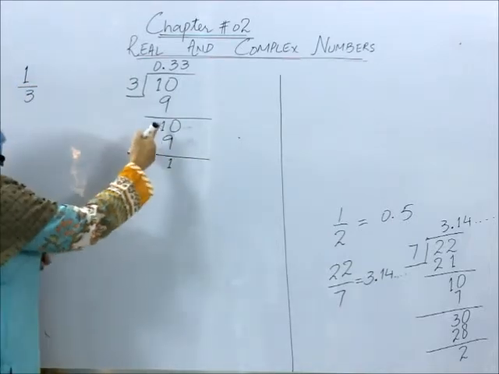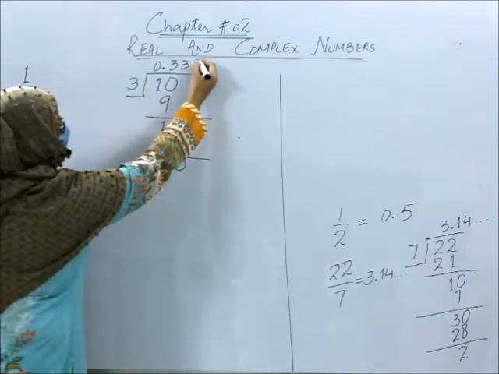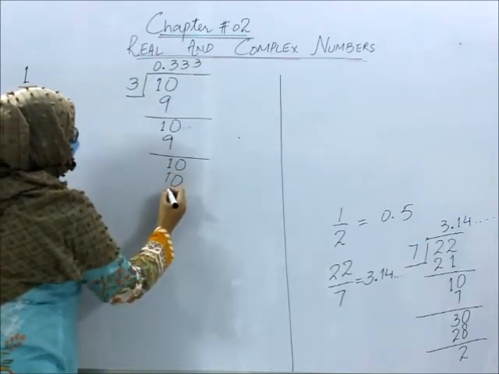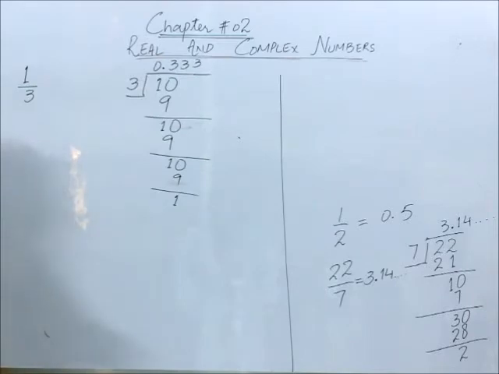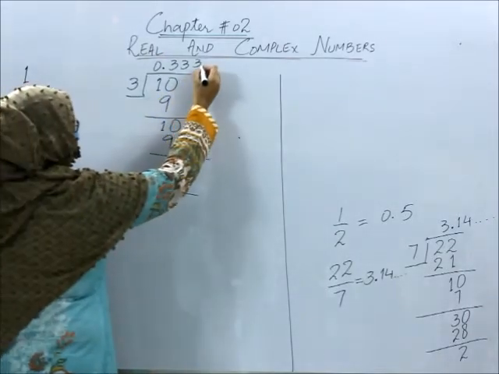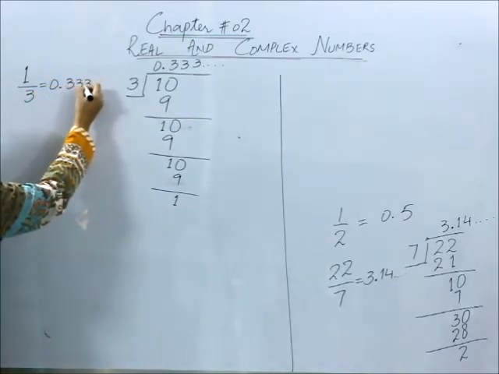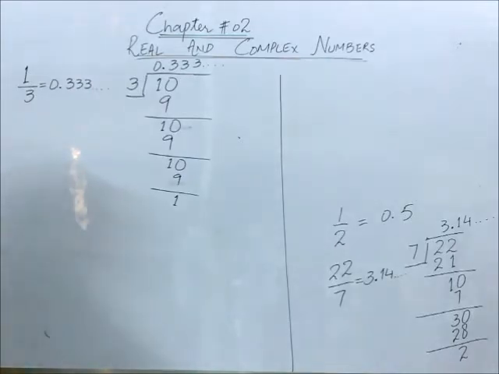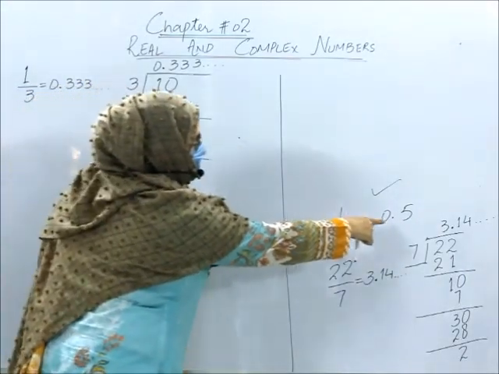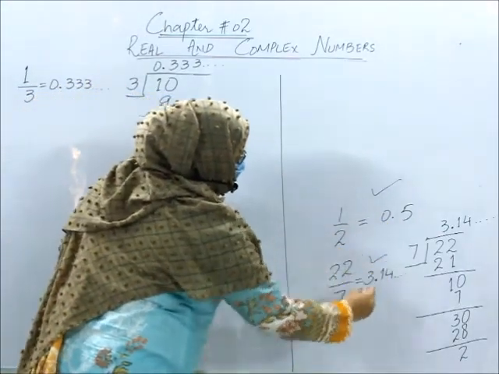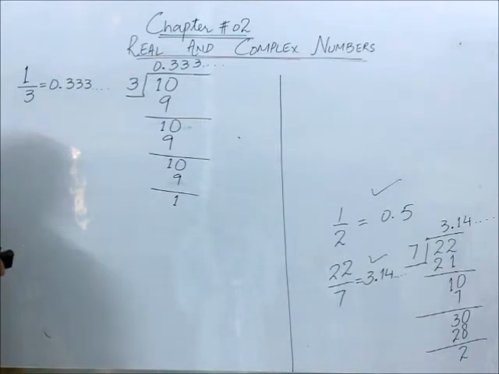As all of you can see, every time we will have 1 as a remainder and we will introduce another 0 and our division will go on. Isn't it? Our division will go on because we are not going to have a remainder of 0. It means when we divide 1 by 3, our answer is 0.333 and so on. Now can you tell me the difference between the answer of 1 by 2, that is 0.5, the answer of 22 by 7, that is 3.14, and the answer of 1 by 3, that is 0.333, and so on.